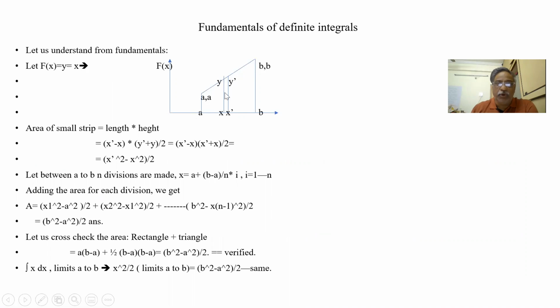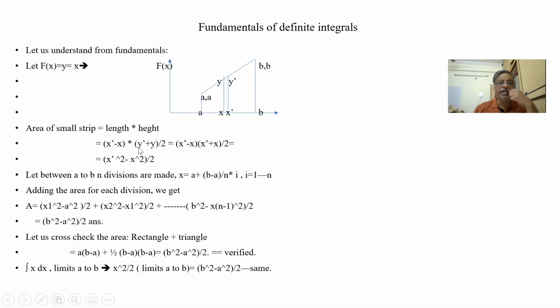Let us take a small strip here. This is x dash. The values on the y axis are y and y dash, because y is equal to x, so y dash is x dash. So what is the area of this small strip? Length into width: x dash minus x, into height. We are taking the average height. What is the average height? y plus y dash by 2.